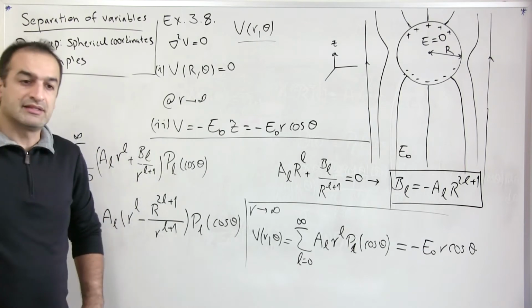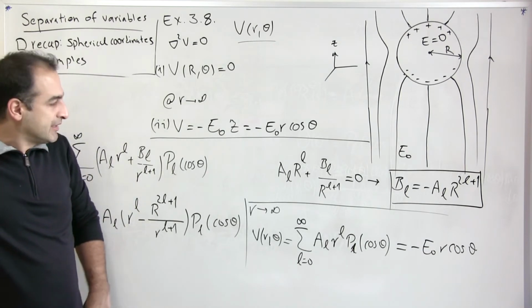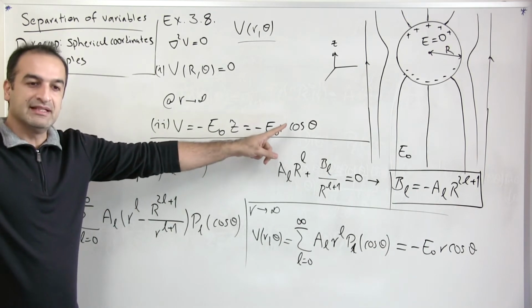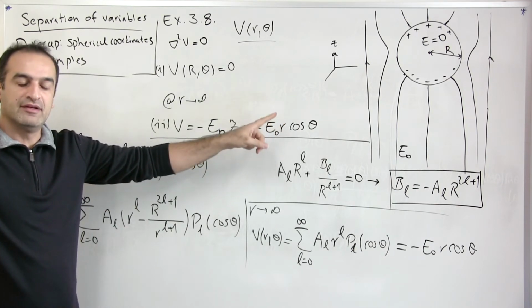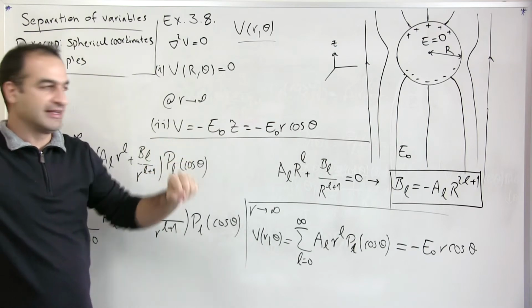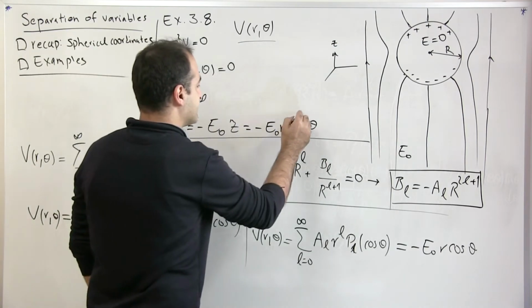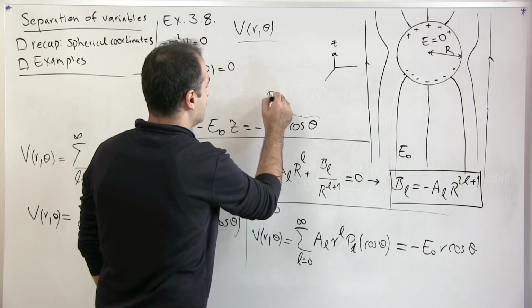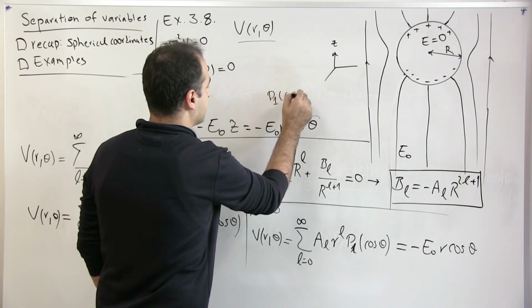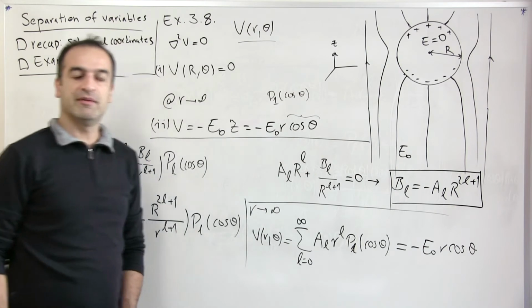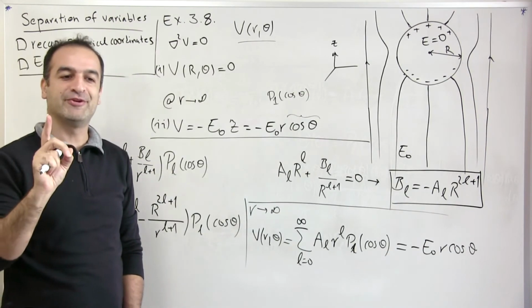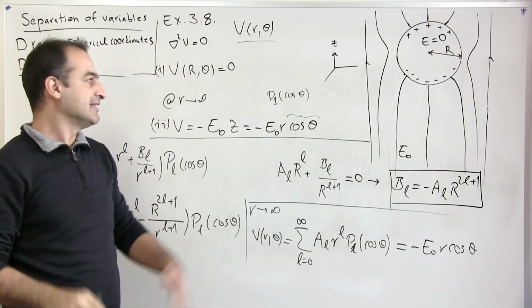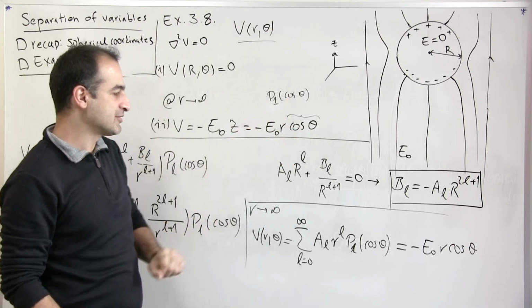Okay, now something is very interesting here because the form of the boundary condition that we have is in the form of one of the Legendre polynomials. The cos theta itself can be written as P1 of cos theta. If you remember, the Legendre polynomial of order 1 in terms of x was just x. In terms of cosine theta, it's going to be just cosine theta.